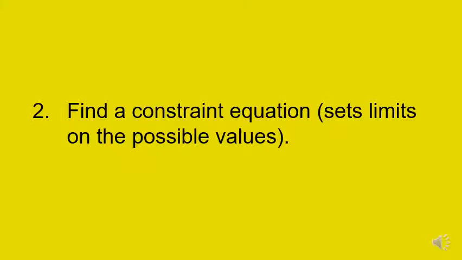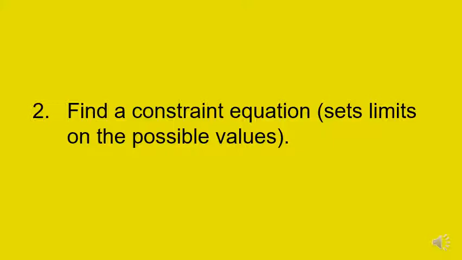The second step is what we call the constraint equation. And the constraint sets limits on how big the numbers that go into the objective can be. If I wanted to maximize the area of a rectangle and I didn't tell you anything else, I'd just keep making that rectangle bigger and bigger until I had covered the entire Earth with a rectangle. Assuming you had a flat Earth to cover it with.